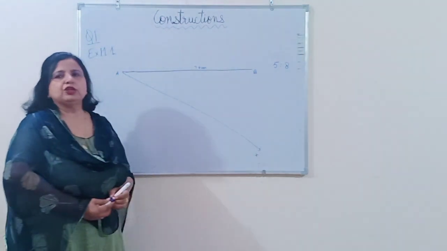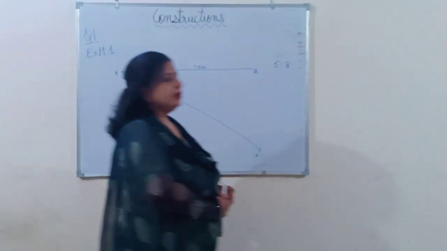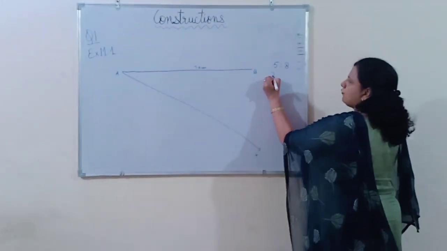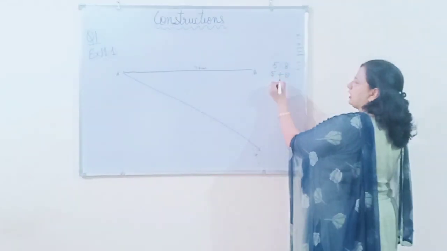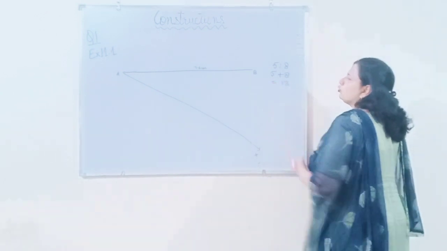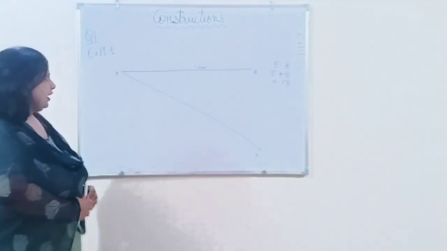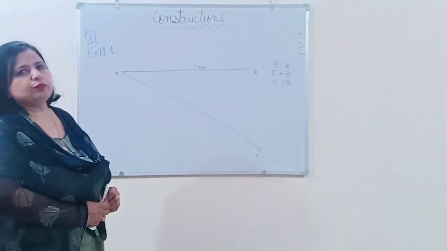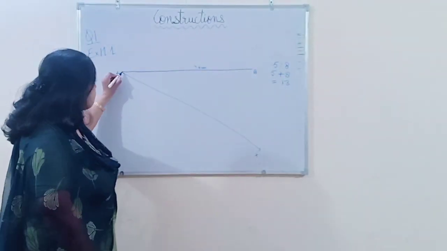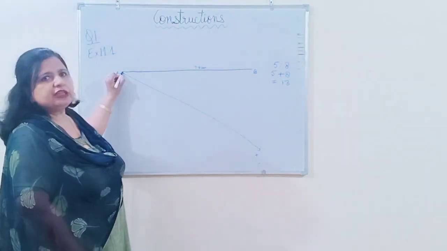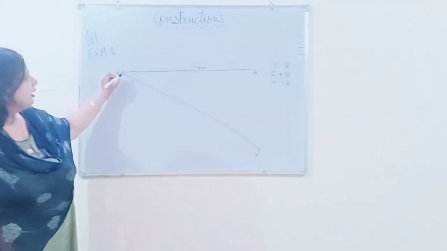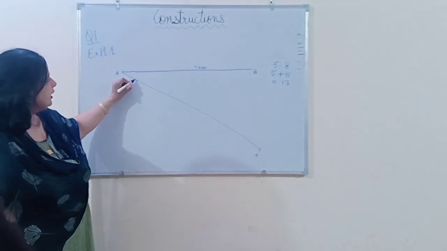BAX is an acute angle. Now here the sum of the ratios is 5 plus 8, that is 13. So we'll mark 13 points from A equidistant from each other. Taking some distance in the compass and keeping the needle of the compass at A, we'll mark 13 arcs.